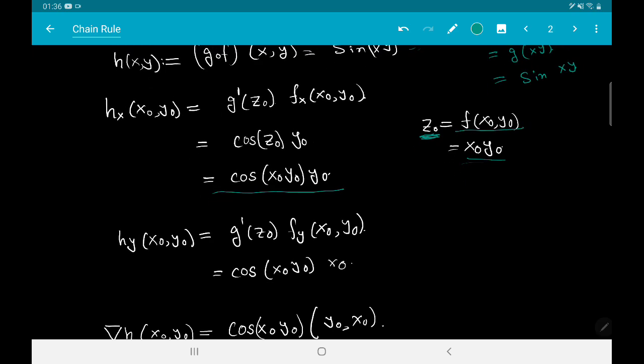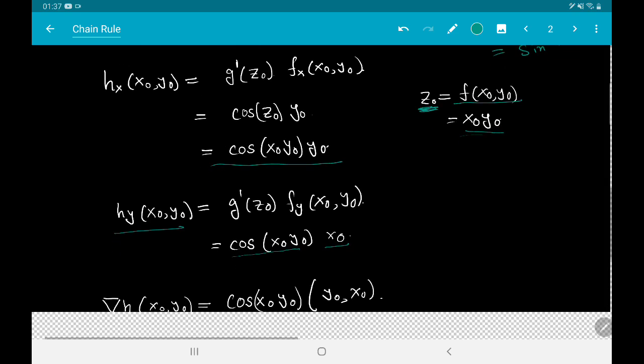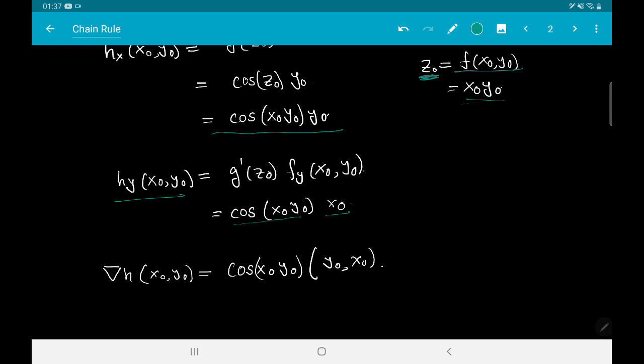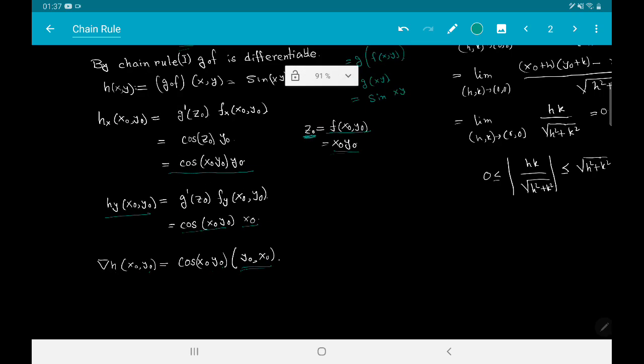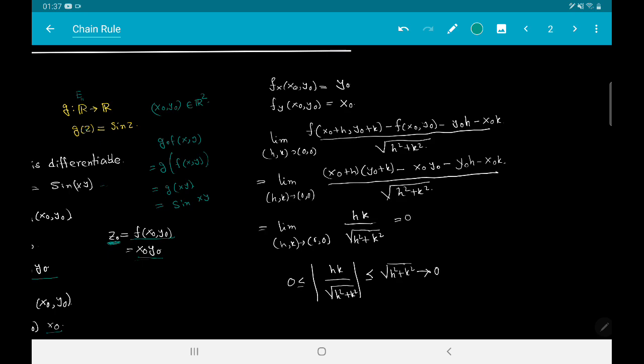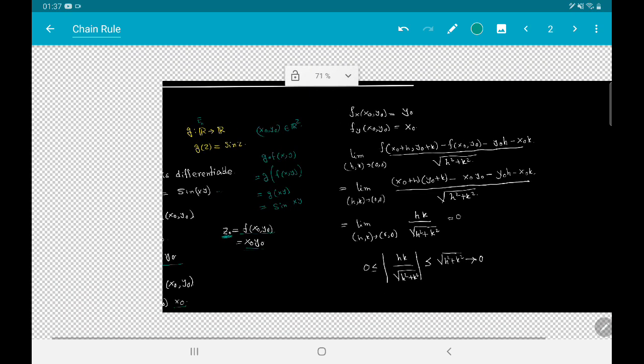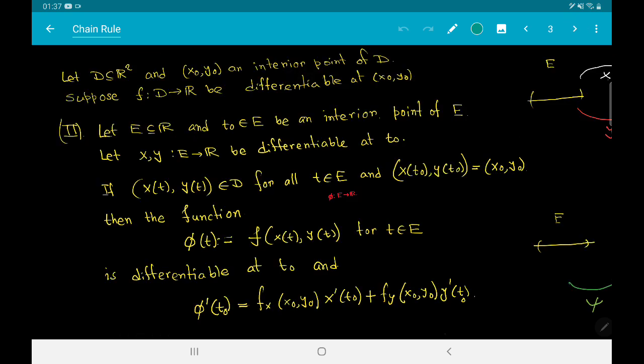Similarly, we can compute h_y(x0,y0). This turns out to be equal to cos(x0 y0) times x0. Consequently, what we get is the following. The gradient of h at the point x0 y0 is equal to cos(x0 y0) times the tuple (y0, x0). Here I had shown you that this function f is differentiable at the point x0 y0, but I am sure that you can do it on your own. Let us go forward to our second avatar of the chain rule.